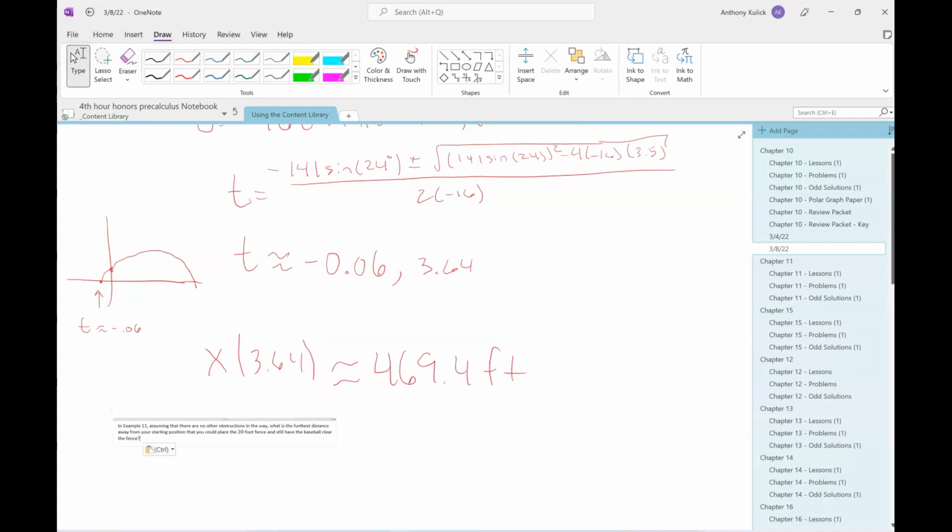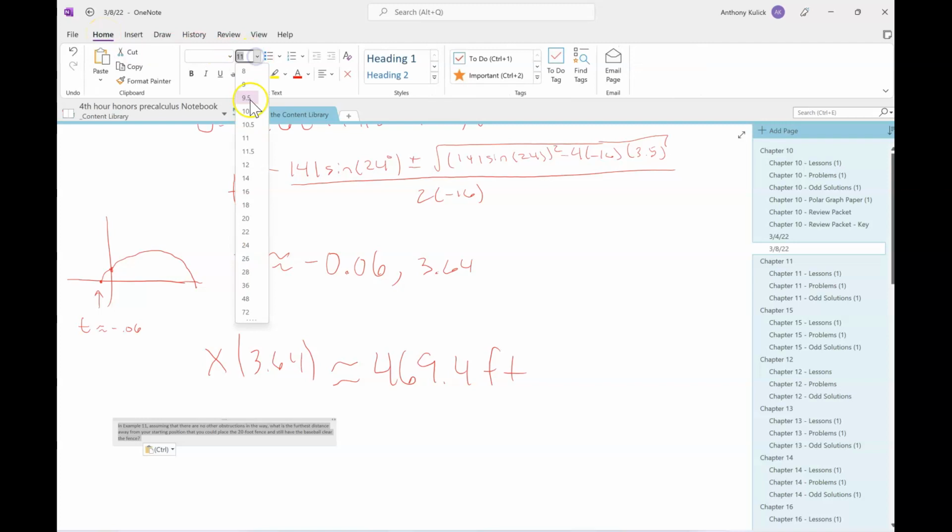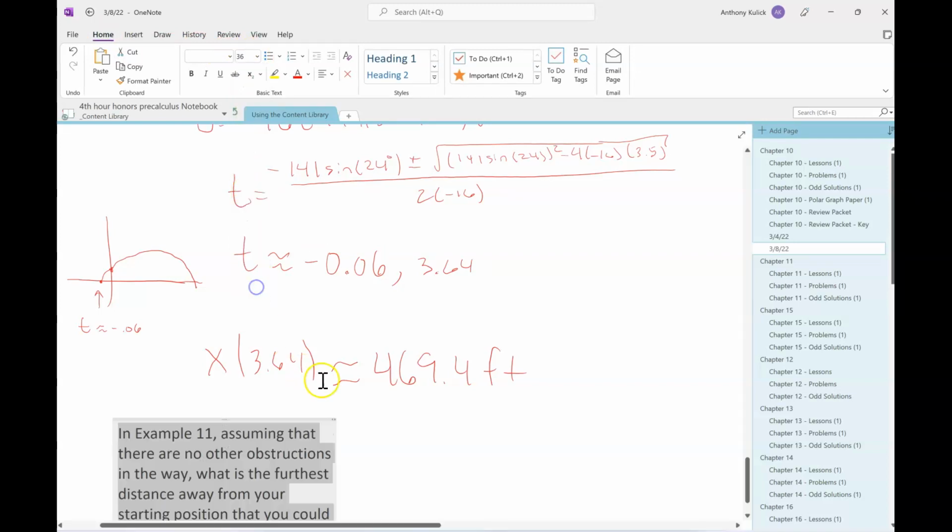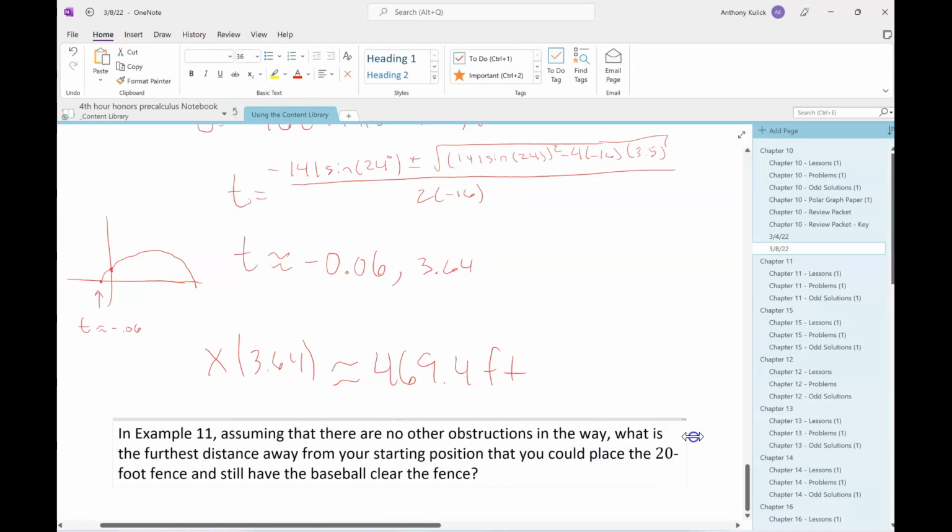Wait, what was the value of x? The value of x, yeah, that's how far the ball would go before it hits the ground, right? Because we cleared the fence. We got a home run on our hands, but how far is that guy going to really go?